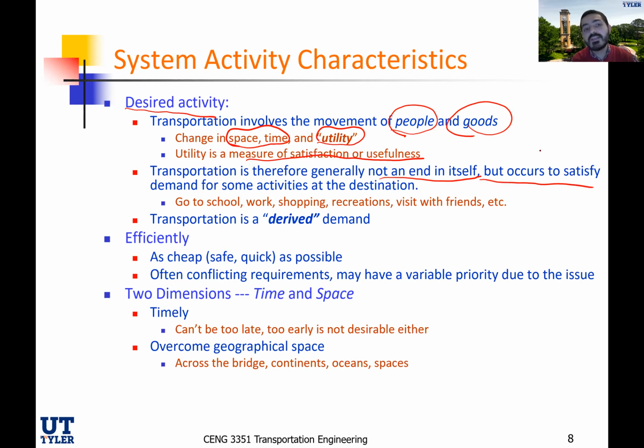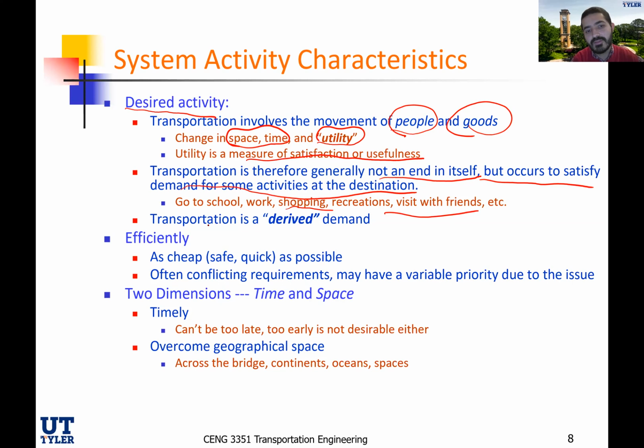So transportation, as I mentioned here, generally is not an end in itself. It actually occurs to satisfy the demand for some other activities at the destination. For example, if you're driving from your home to the university, it's not your desire just to drive for the sake of driving. Using the transportation system is a utility. It's a means to get you from where you are now to your destination: going to school, going to work, going shopping, recreation, visiting with friends.